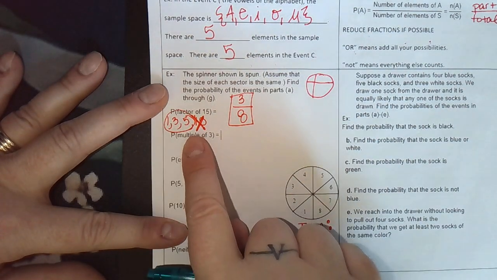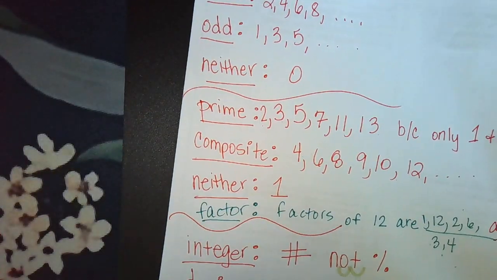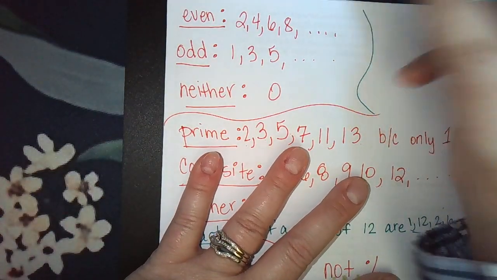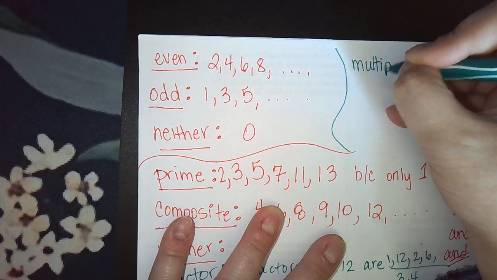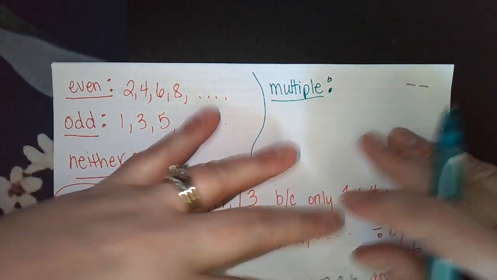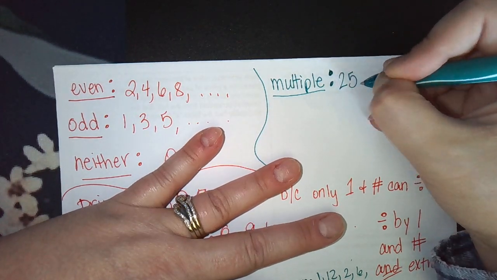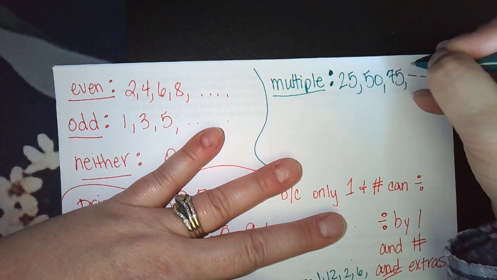Okay, now let's look at a multiple of 3. Uh-oh, that's another word we haven't talked about. It kind of has to do with prime, composite, neither, that kind of thing. The word multiple means when you have multiples, like 25, 50, 75, 100.